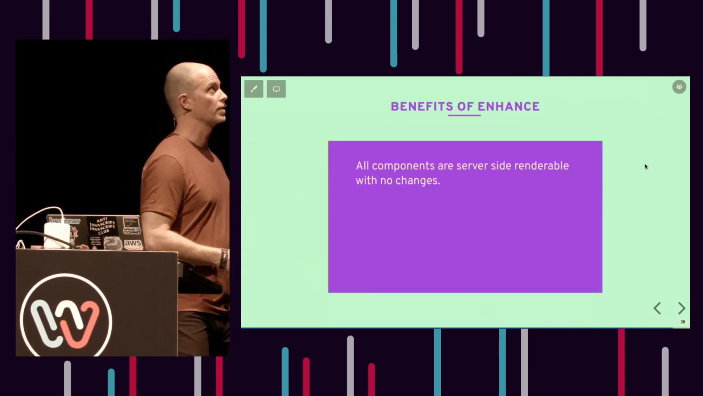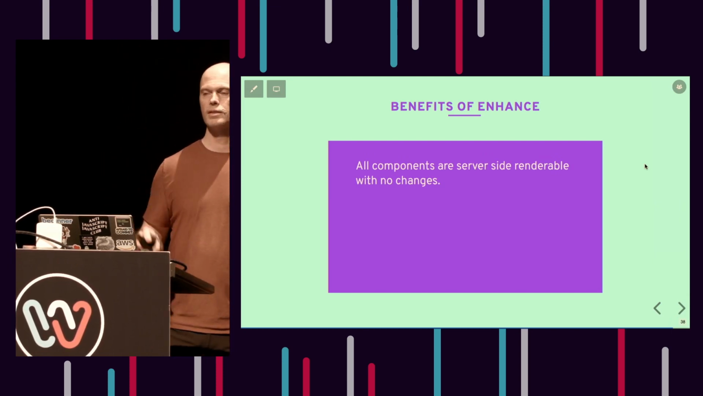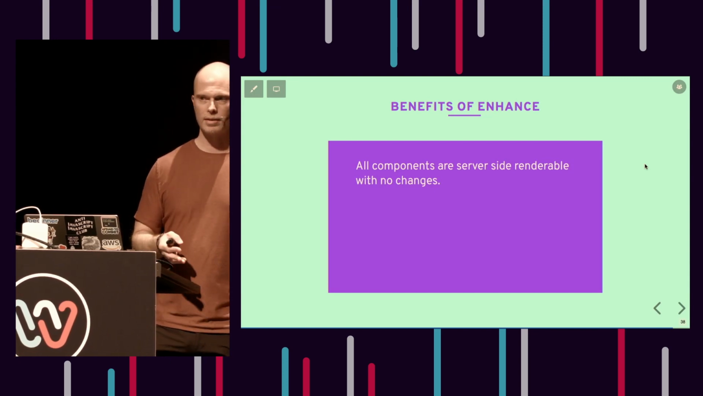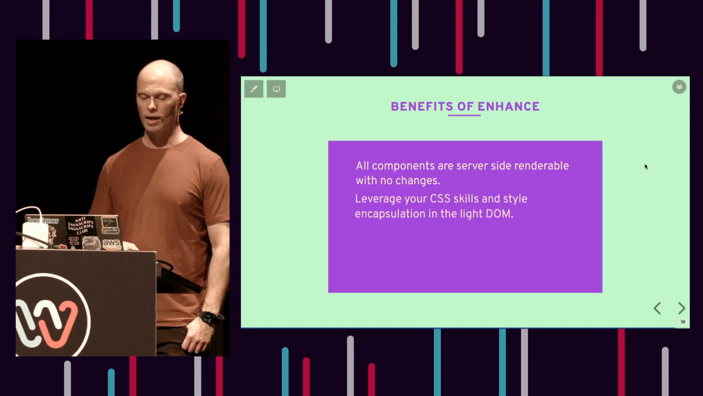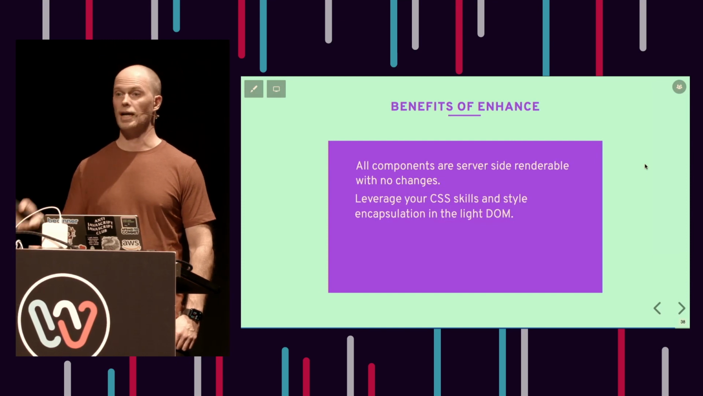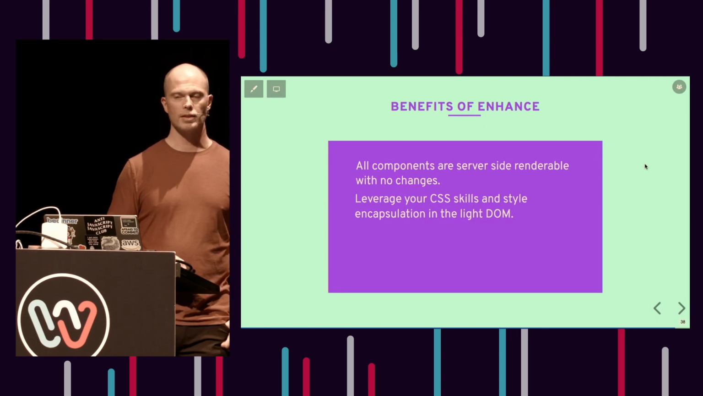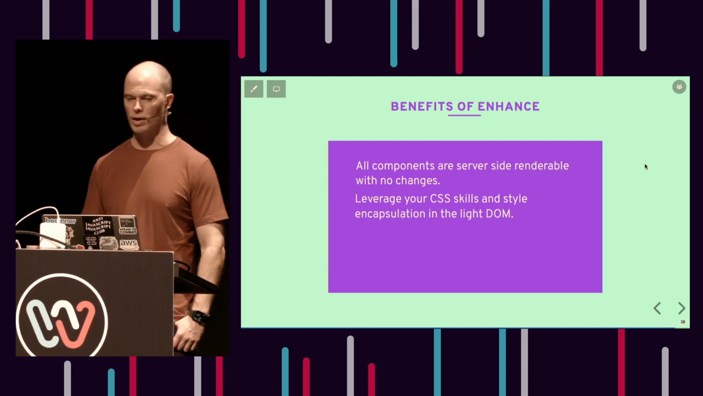So benefits of Enhance. All components are server-side renderable with no changes. As long as you extend the custom element and have a render method, then it's going to work both server-side and client-side, which is a huge benefit. You can leverage your CSS skills as you use them right now and actually use the cascade into these components in order to be able to style them and still get the encapsulation that you normally would using the shadow DOM, but this time in the light DOM as well.